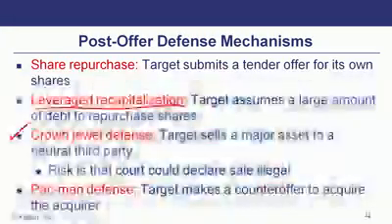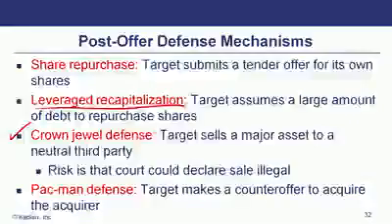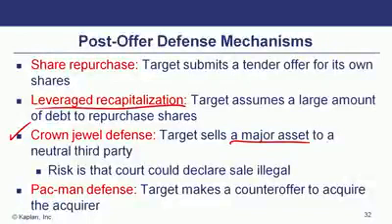The crown jewel defense, this just says, look, the reason they're buying this company is because we have this one really great thing that they want. So let's take that one really great thing and sell it to somebody else. Okay? So we take that major asset and we sell it to a third party who's not going to try to take over the firm and not going to fire us and all that type of stuff.